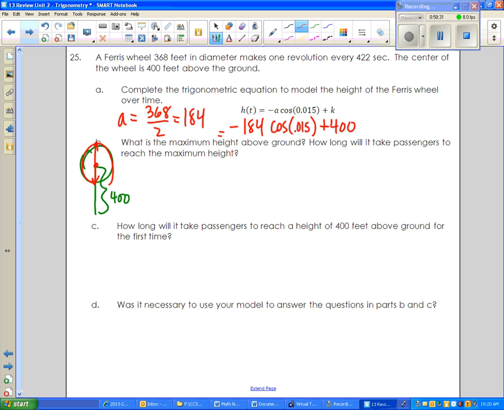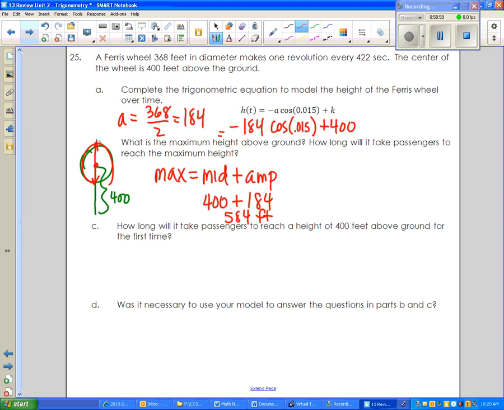Okay, and so in part B it says, what's the maximum height above ground, and then how long will it take passengers to get to the maximum height? Well, if you think about it, if I know the midline and I know my amplitude, I should be able to figure out the maximum. The maximum height is just going to be my midline plus the amplitude. Well, we said the midline was 400 and my amplitude was 184. Remember, it's always positive. That gives me a max of 584 feet.